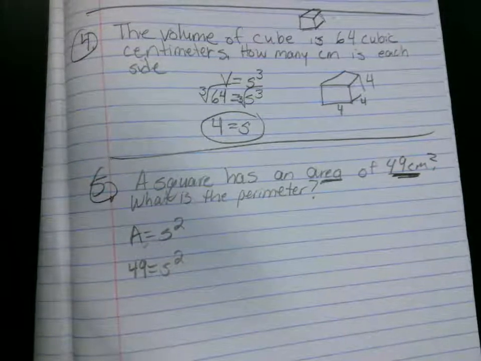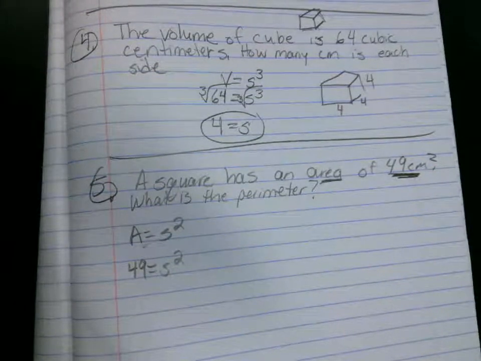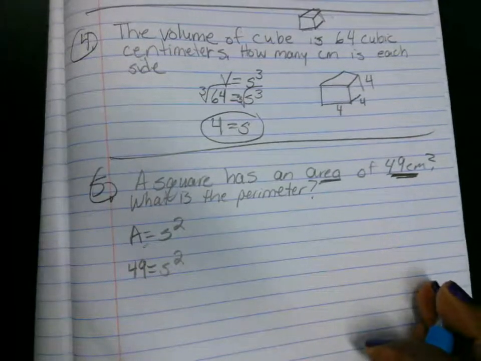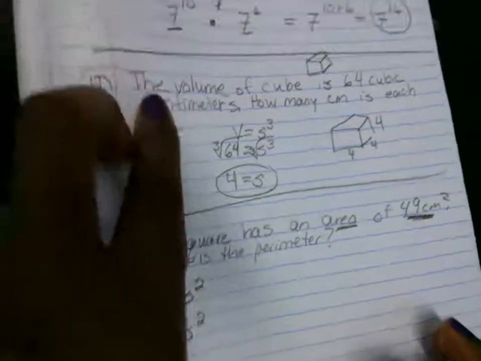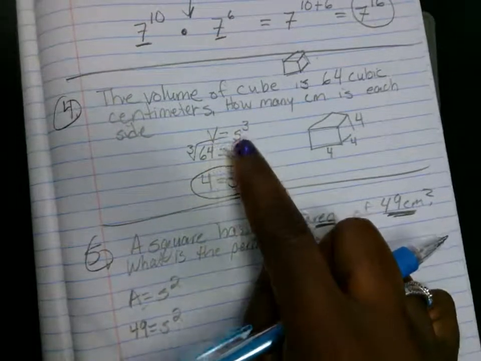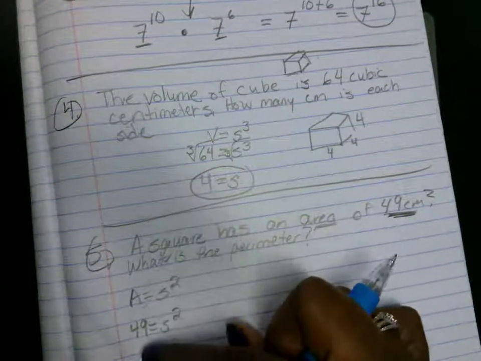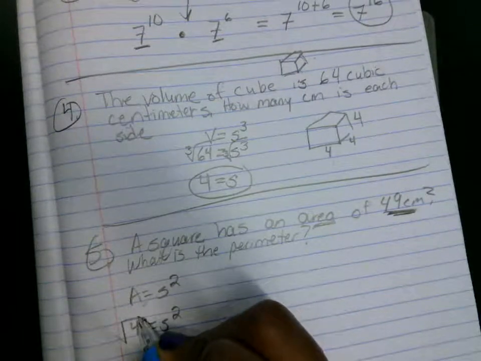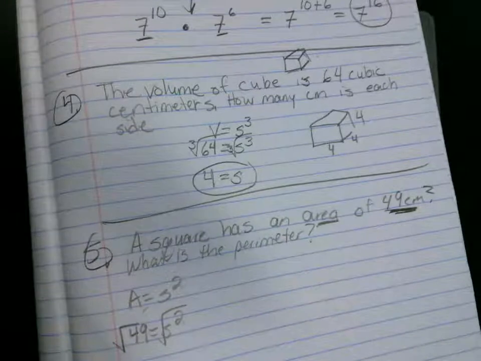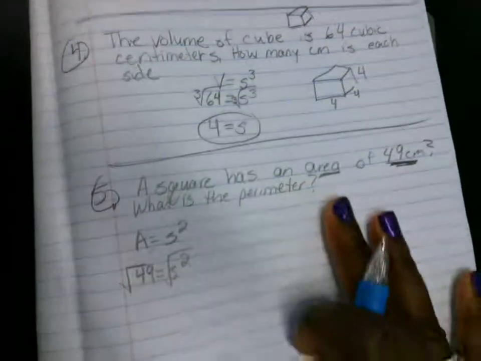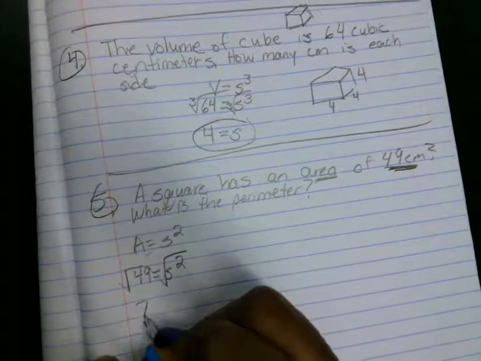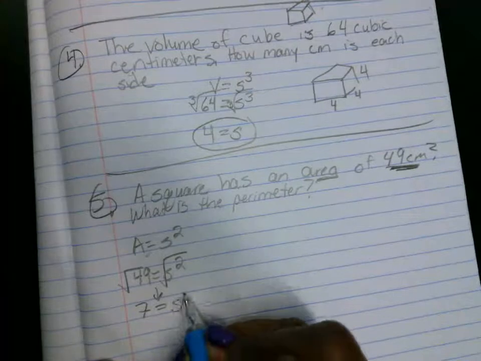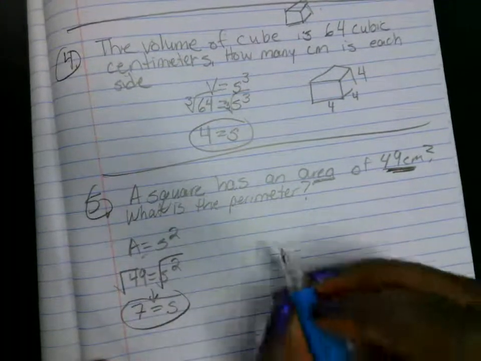Okay, so now how do we solve for S? What's the opposite of squaring a number? Square root. Okay, remember earlier when we said the opposite of cubing a number is cube root. So the opposite of squaring a number is square root. Okay, do you understand that, babe? Okay. So now we're going to find the square root on both sides. What's the square root of 49? It is 7. What's the square root of S to the second? Just S. So each side is 7.